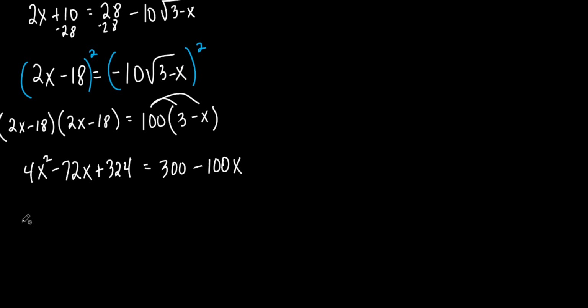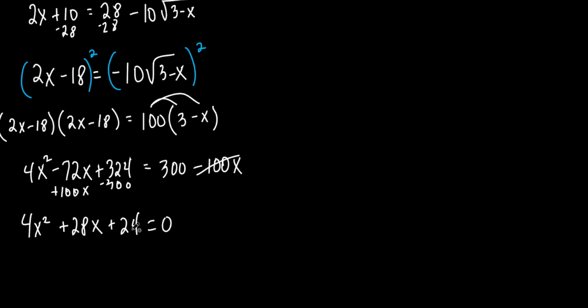So let's do that. I've got a 4x squared, add 100. So what's that give us? 28. All right. Subtract a 300. That makes things a lot easier, doesn't it? What does that give us if I subtract a 300? 24. Now that looks a lot better than what we were going to do earlier. So that's good.